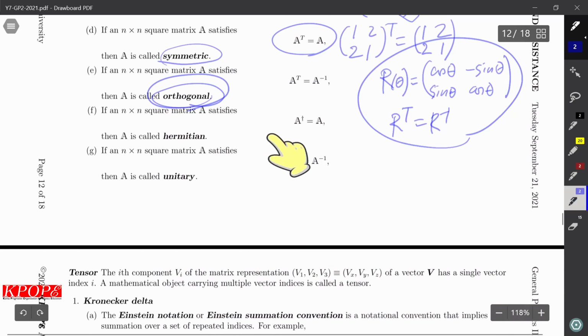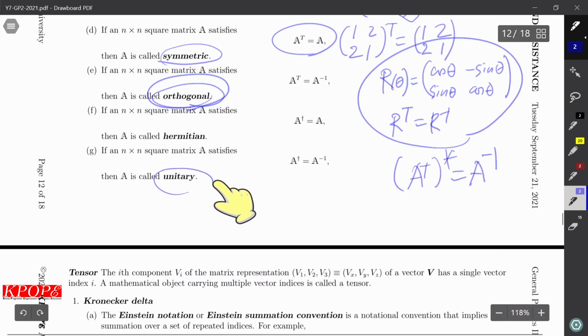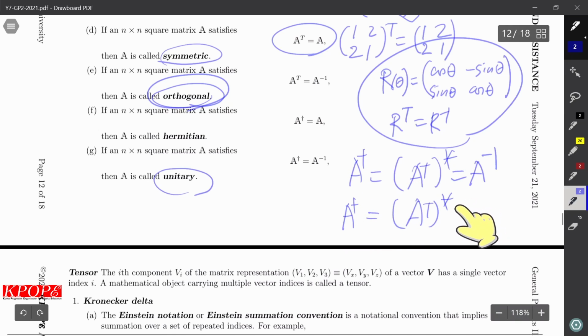Sometimes the transpose and complex conjugate is the inverse. A very interesting thing. There is a unitary matrix. Sometimes the transpose complex conjugate is called the Hermitian conjugate. If the Hermitian conjugate is itself, then we call this a Hermitian matrix.